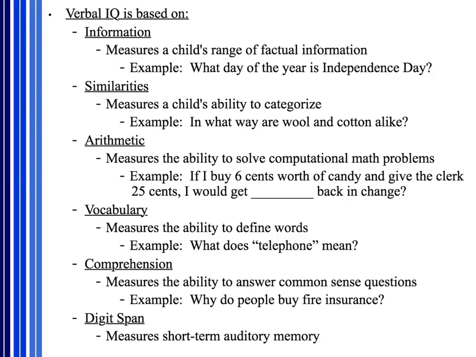Other information examples, or types of questions that would be asked, are: how many wings does a bird have? What is steam made of? Other examples of similarities are: in what way are a lion and a tiger alike? In what way are a saw and a hammer alike? Other types of comprehension questions would be like this: what should you do if you see someone forget his book when he leaves a restaurant? What is the advantage of keeping money in a bank? So those are the type of open-ended questions that are asked on the verbal IQ score. When you see verbal, don't think grammar, English, that kind of thing. It's more comprehension.